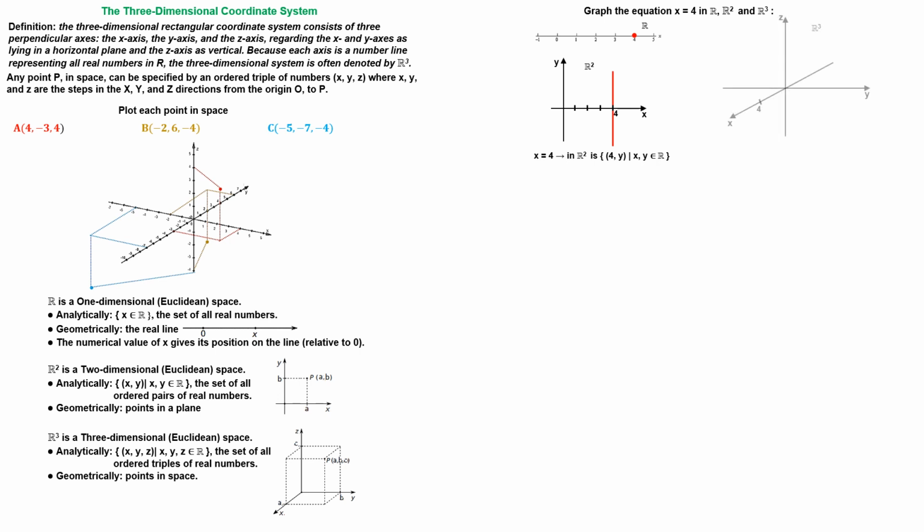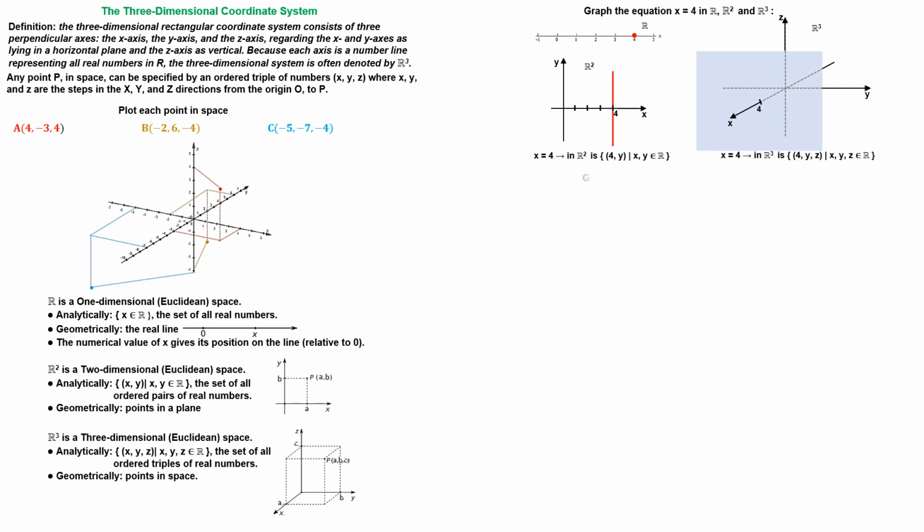In R3, the solution of this equation is the set of all the points that are in the form (4, y, z). This is the vertical plane that is parallel to the yz plane and 4 units in front of it. Graphically, the equation x equals 4 represents a plane that is parallel to the yz plane and passes through the x-axis at x equals 4 in a three-dimensional coordinate system.